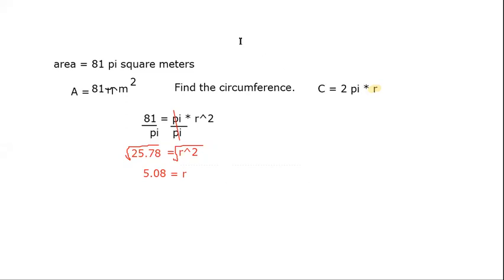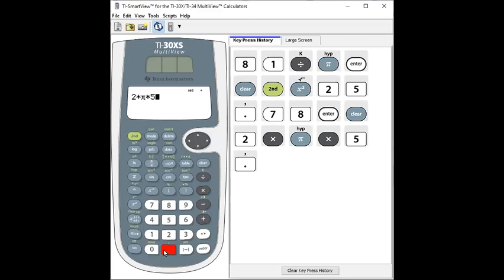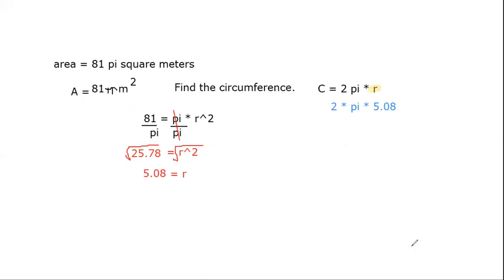So the circumference is 2 pi times the radius. So we need 2 times pi times 5.08. That's going to be our circumference. 2 times pi times 5.08 is 31.9. The circumference of that circle is 31.9. And there you go.